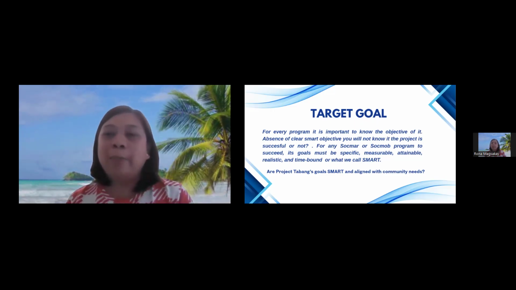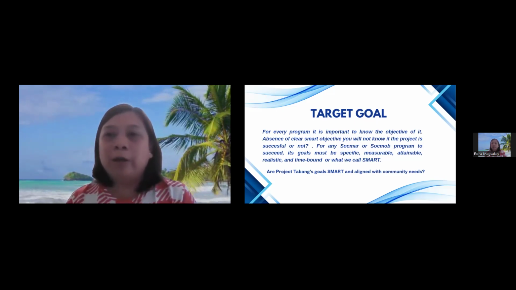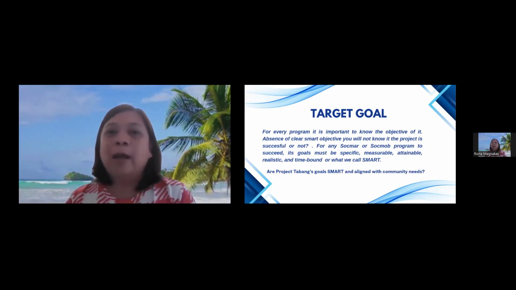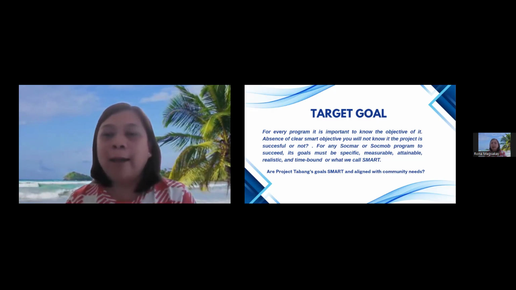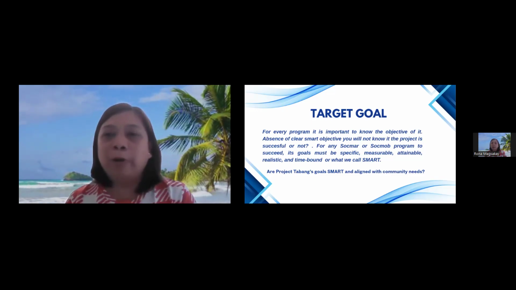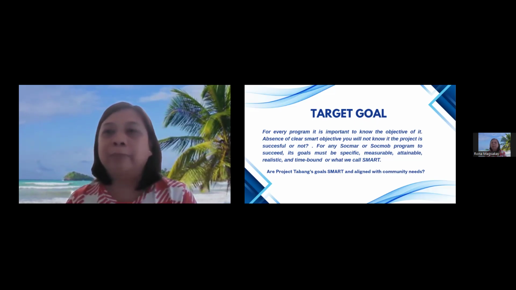Like my example in FMA1, the Project Tabang. The objective there is very clear, very specific, which is aligned to the needs of the community. Project Tabang, tulong sa bangsamorong nangangailangan. That's why in this framework, the first component, the planning, should be first, you should know your objective.